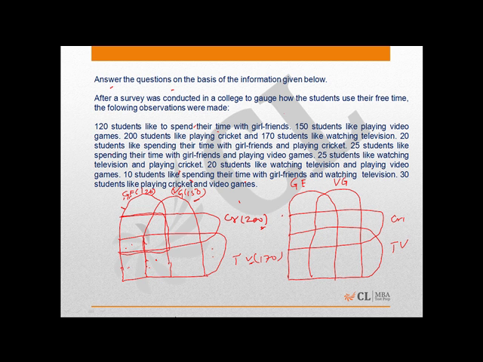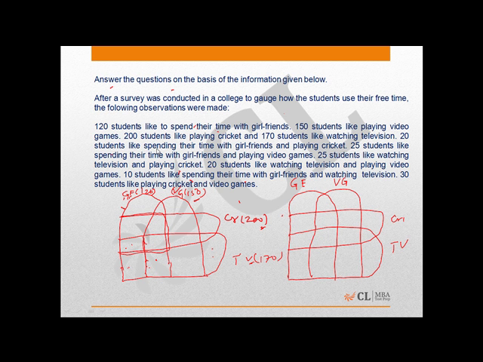This is a set based on Venn diagram, and it is of moderate difficulty level. Here it is given that after a survey was conducted in a college to gauge how the students use their free time, the following observations were made. 120 students like to spend their time with girlfriends.